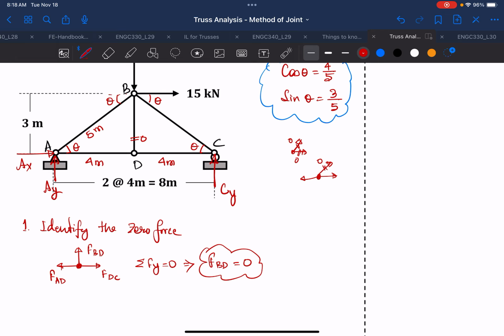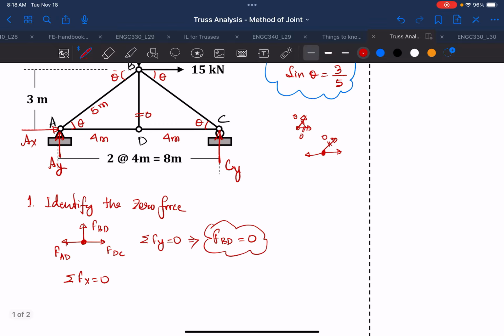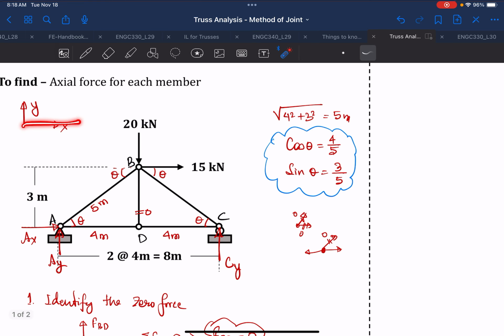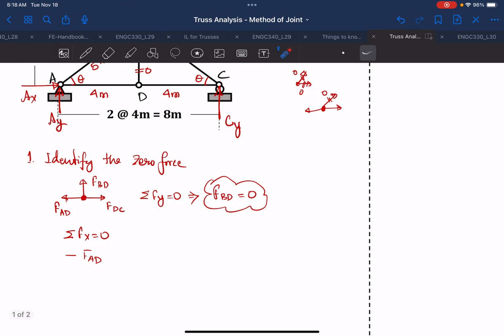And because FBD is a zero force member, you can also show that if you take summation of Fx equal to 0, you'll have minus FAD. Anything that points opposite to the global axis x, this is our global axis x, will be negative, and then plus FDC equal to 0. So you can show that FDC is equal to FAD.